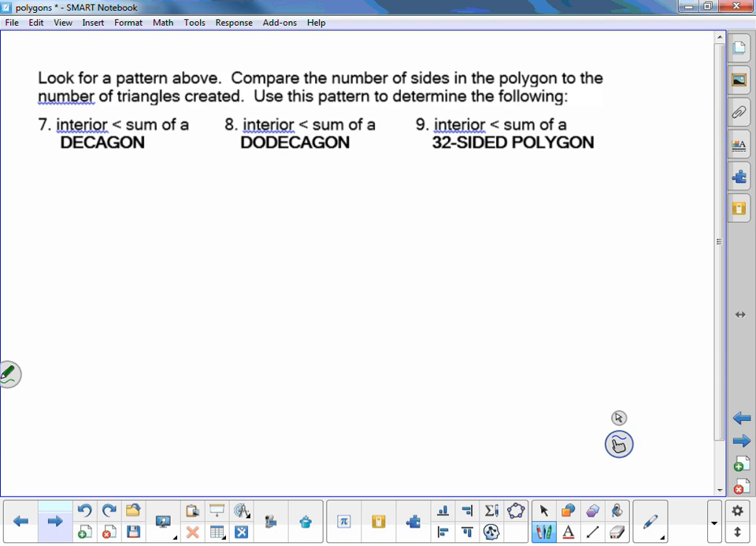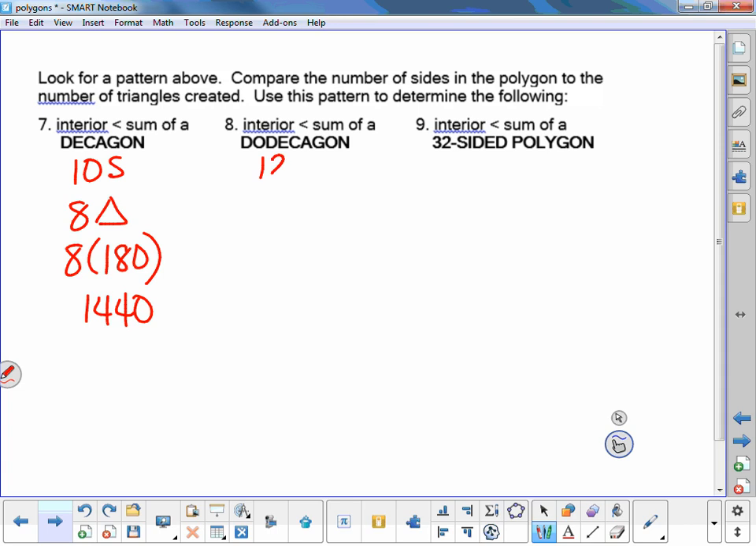Now, this one is making you do it without having a picture. So it says a decagon. How many sides does a decagon have? It has 10 sides. So if it has 10 sides, remember there's 2 vertices I can't touch. So that means it's 8 triangles. 8 times 180 is equal to 1440. You all try the next two. Pause the video and try it. Pause the video, I said.